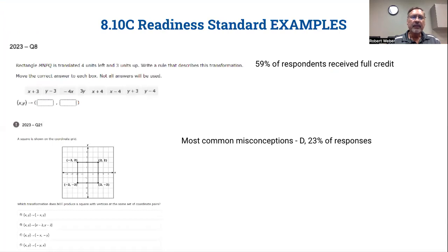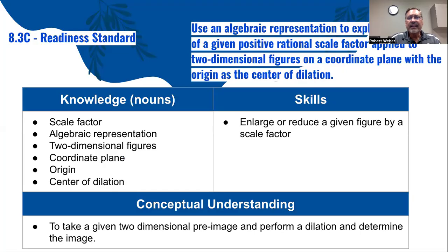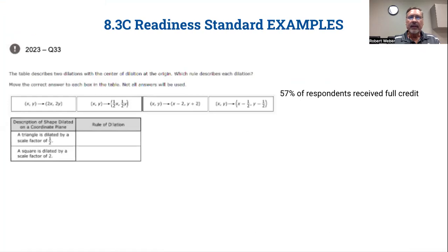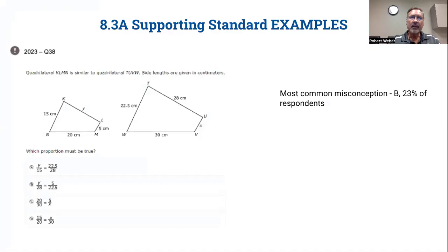For 8.10C, you can see the 2023 questions that were on the STAAR assessment. 2024 will be posted later, as you can see there. 8.3C is another readiness standard. This is a dilation, an enlargement or reduction. You can see the breakdown of the TEKS there, the 2023 question, and 2024 will be posted at a later time.